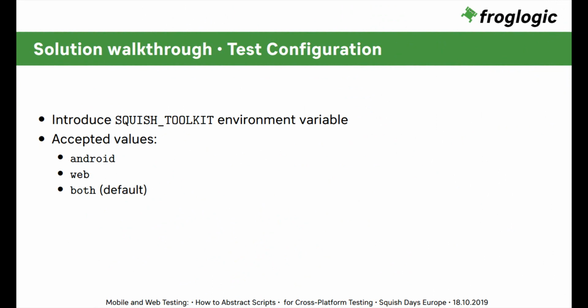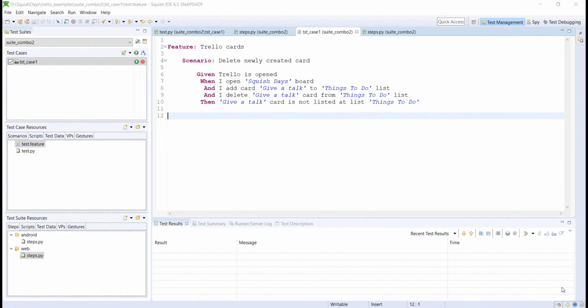Additionally, we will introduce the Squish Toolkit environment variable. It accepts the values Android, web, or both. With this variable, we will set whether we want our scenario to be run for the Android toolkit, for the web toolkit, or for both in a sequence. Let's take a look at some Python code in the Squish IDE.